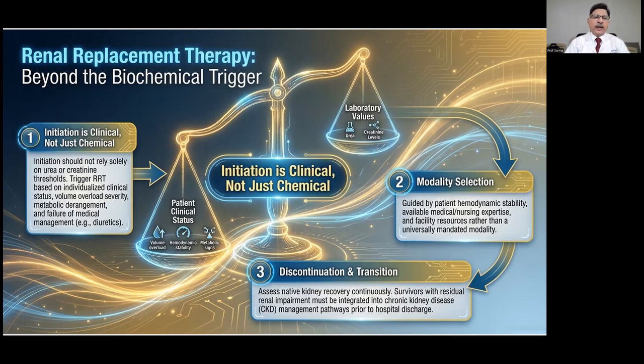Do not rely only on urea and creatinine thresholds. Trigger RRT based on individualized clinical status, volume overload severity, metabolic derangement, and failure of medical management, for example diuretics. Initiation is clinical and not chemical. Lab values are secondary. The patient's clinical status is very important. That's why the balance is in favor of clinical status and not the lab values. Modality is guided by hemodynamic stability, available medical and nursing expertise, and finally resources, rather than a universally mandated modality.